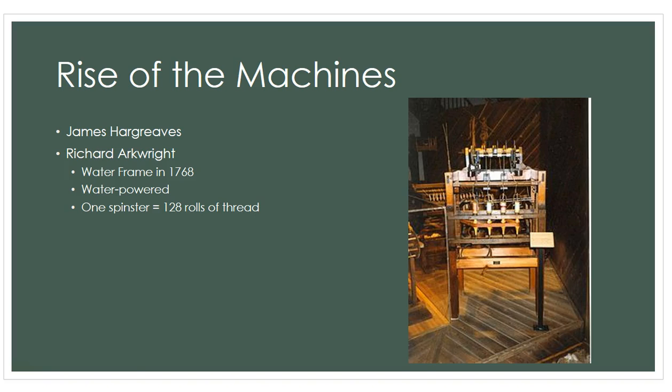Just six years before, if a spinster was going to make a roll of thread, they could only make one. Now, if they're sitting at this machine that they're in charge of, they can make 128 rolls in the same amount of time that it used to take to make one. And this machine was especially useful for making a strong industrial type of yarn. Not very great at making fine, delicate thread.